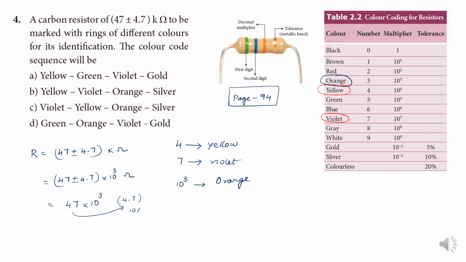If it is 9.4, it is 20%. That means colorless. But here it is 10%. So 10% tolerance corresponds to silver. So the color code will be yellow, violet, orange and silver. Yellow, violet, orange, silver, option B. That's it.